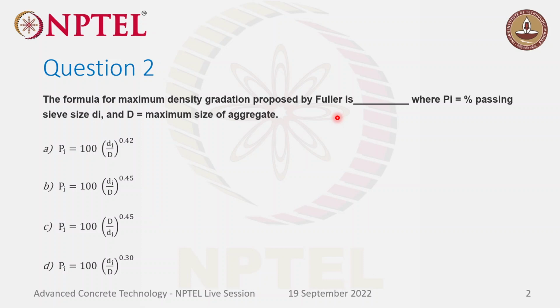Where Pi is nothing but the percentage passing through the sieve size di, di is nothing but the sieve size, and capital D is nothing but the maximum size of aggregate. There are 4 options. Please pick the right option. Let me start the timer now for 2 minutes.